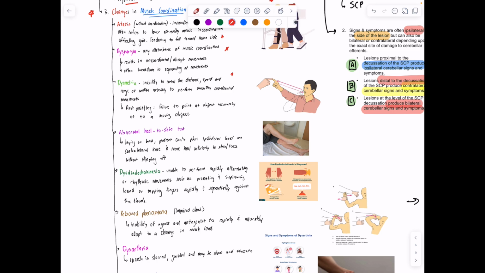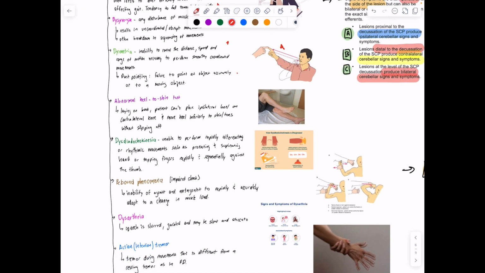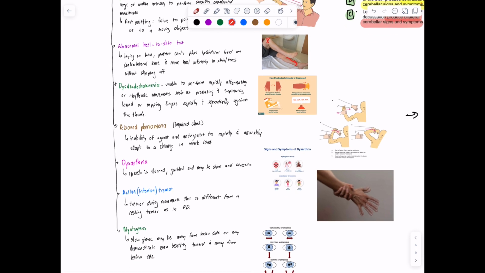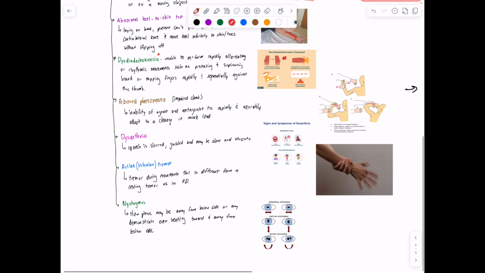This is the past pointing, so the pointing test: they can't point to an object accurately or follow a moving object, so dysmetria. Can't control the distance or range of motion. Abnormal heel to shin test, so they can't take their ipsilateral heel and put it on their contralateral leg and move their heel down without it falling off. And then dysdiadochokinesia is inability to perform rapidly alternating or rhythmic movements, so flipping your hand over, or tapping your fingers one at a time against your thumb, they can't do.